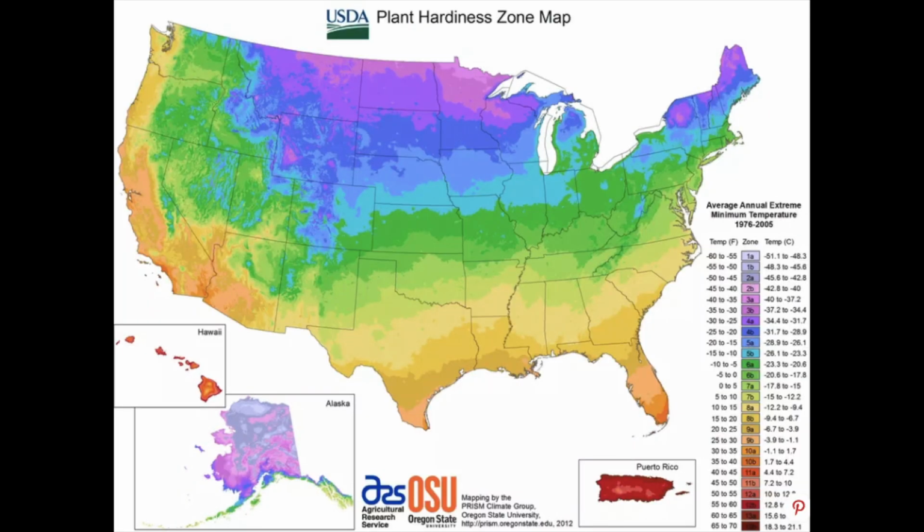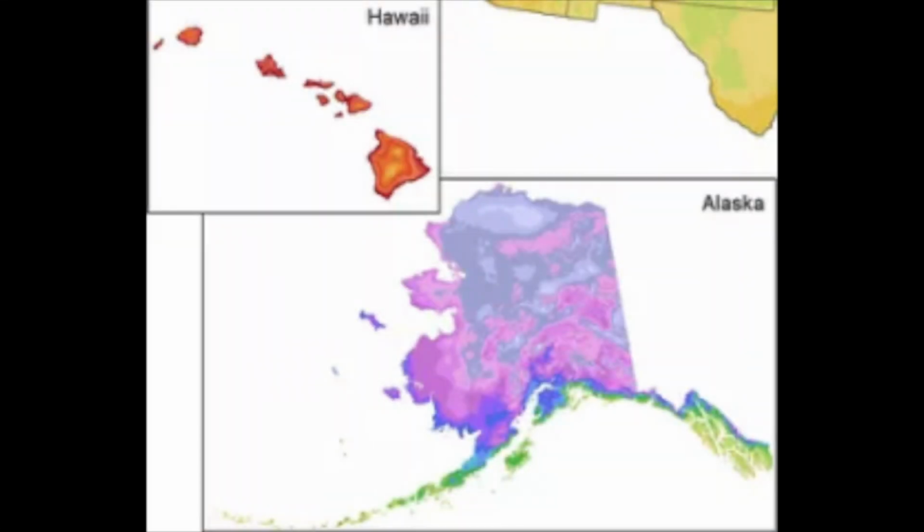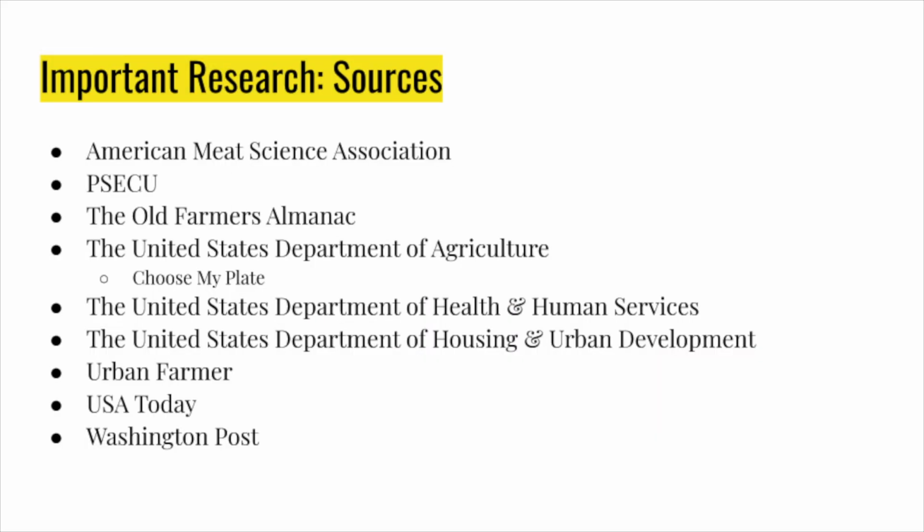This first image is the United States Department of Agriculture hardiness zone map for the entire United States. They also have maps broken down by region like this one for the northeastern United States. We couldn't find maps that included zoomed in areas of Hawaii, Alaska, or the territories, so this third image is a screenshot.